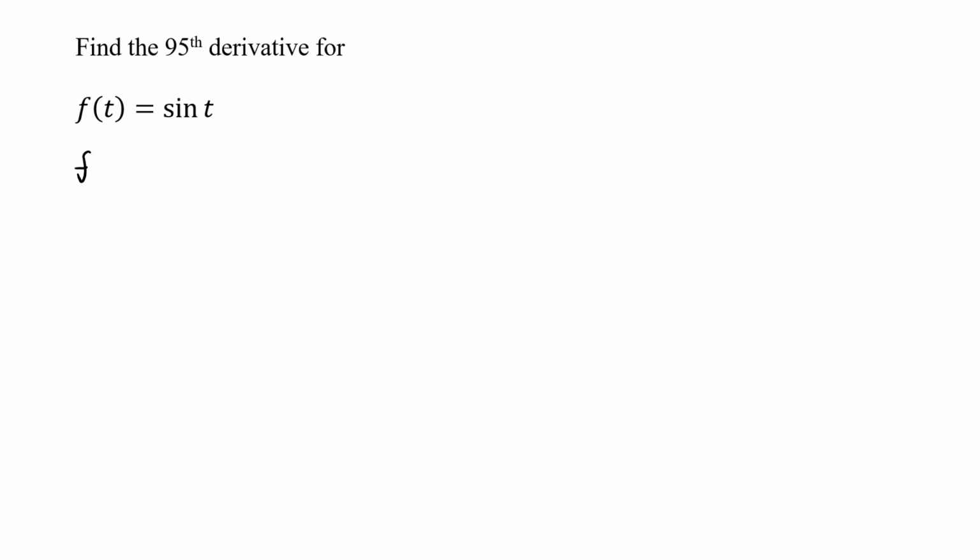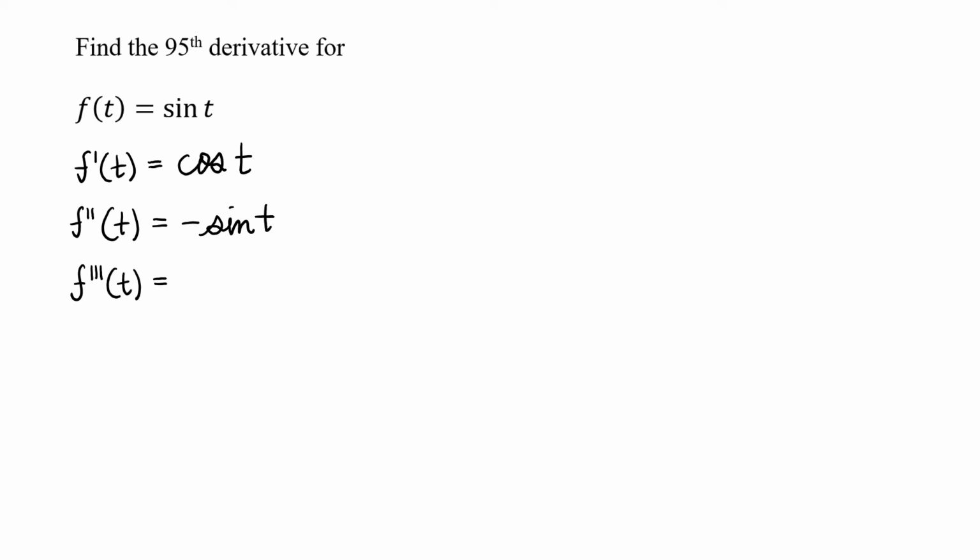So, f prime of t will be equal to the derivative of sine of t, which is cosine of t. Jumping ahead there. The second derivative, f double prime of t, is equal to the derivative of cosine of t, which is negative sine of t. The derivative of negative sine of t, so our third derivative, is negative cosine of t. And then the derivative of negative cosine of t is sine of t. But we've already seen sine of t.